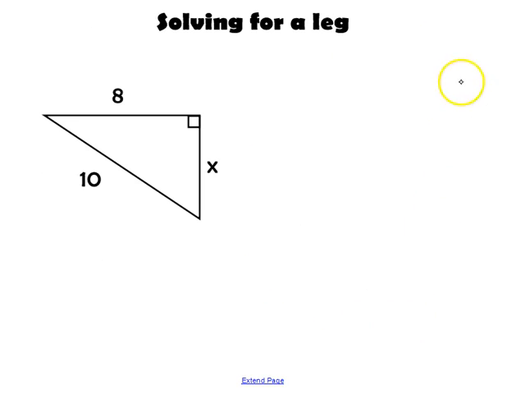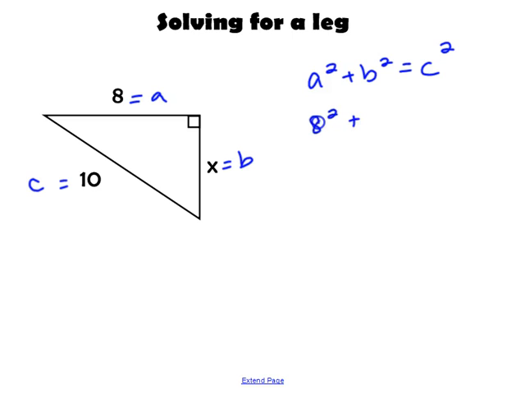Now when we're solving for the leg, we're going to go through the same process. It's just our numbers and variables are going to be in a different place. Remember, the right angle, the two sides that make those are going to be our a and b, and our hypotenuse, opposite from the right angle, is our c. So when we have our Pythagorean theorem and we substitute in our values, this time we have 8 squared plus x squared equals 10 squared.